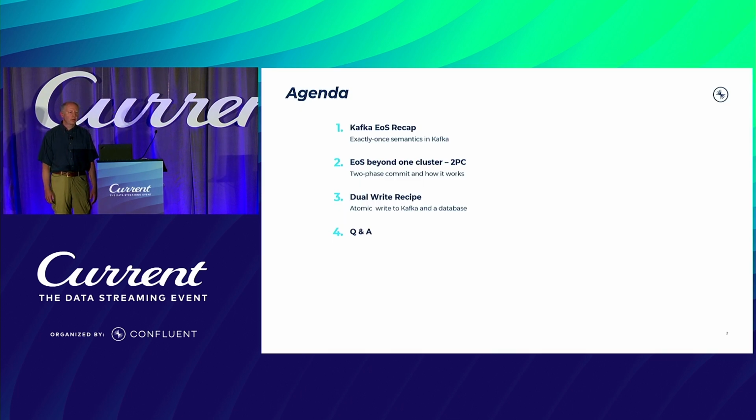And so the quick agenda for this talk: I'm just going to quickly do a recap of exactly-once semantics in Kafka that exists right now. Then I'm going to describe two-phase commit and how it works. And then finally, I'll get into the details of the dual write recipe. And hopefully, we'll have some time for questions at the end.